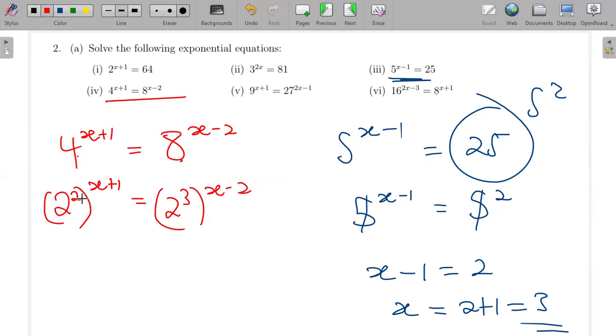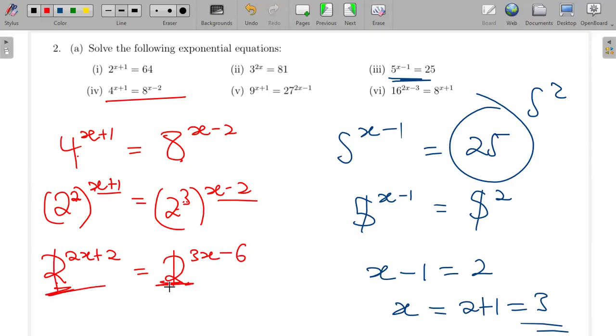And then from here, remember from the laws of exponents, we said we can distribute this power to whatever we have outside, right? So this is going to be 2, and then here 2 multiplied by x, that will be 2x. 2 multiplied by 1, that will be plus 2, is equal to. Here it will be 2, and then 3 multiplied by x to be 3x. 3 multiplied by minus 2, that will be minus 6. So now we see that we have the same bases there and there. So we can cancel out this, cancel out this.